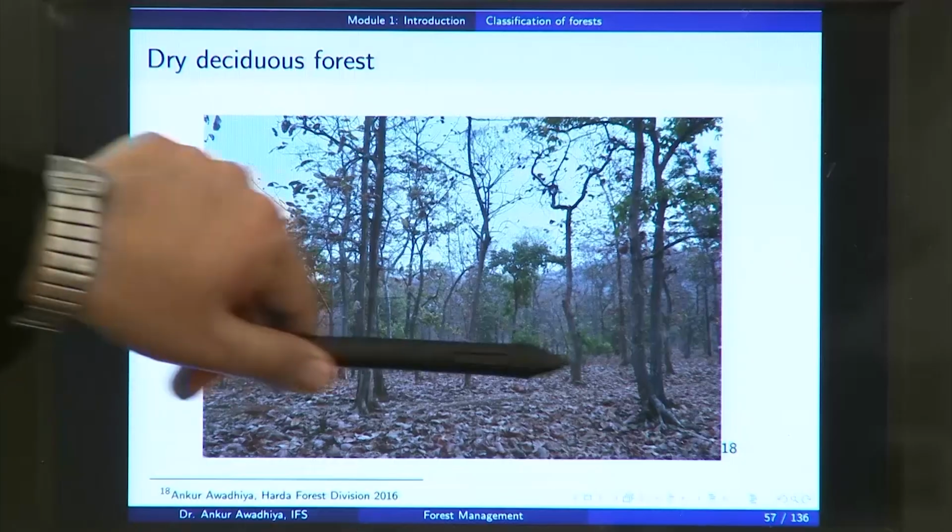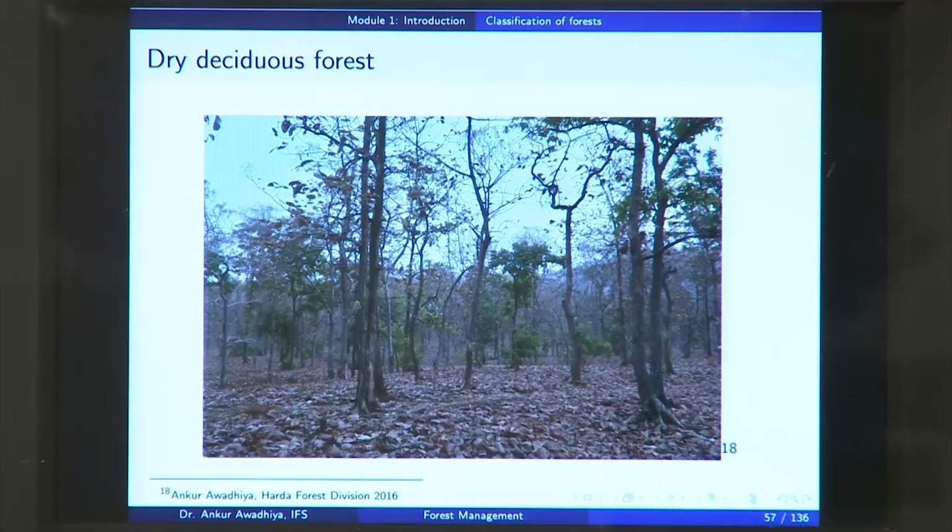And the ground cover, you can see that it is mostly devoid of vegetation, but the leaves that have fallen from the trees have covered the ground. So, this is a dry deciduous forest.